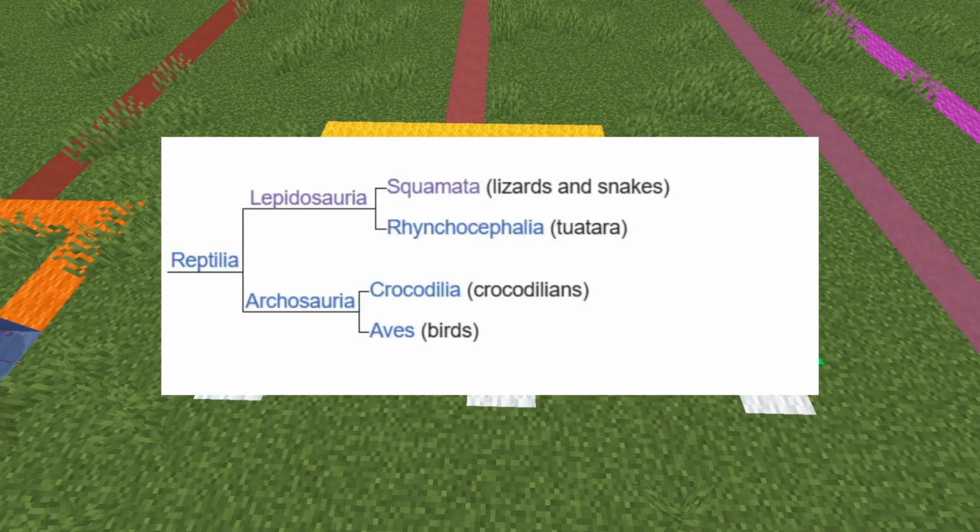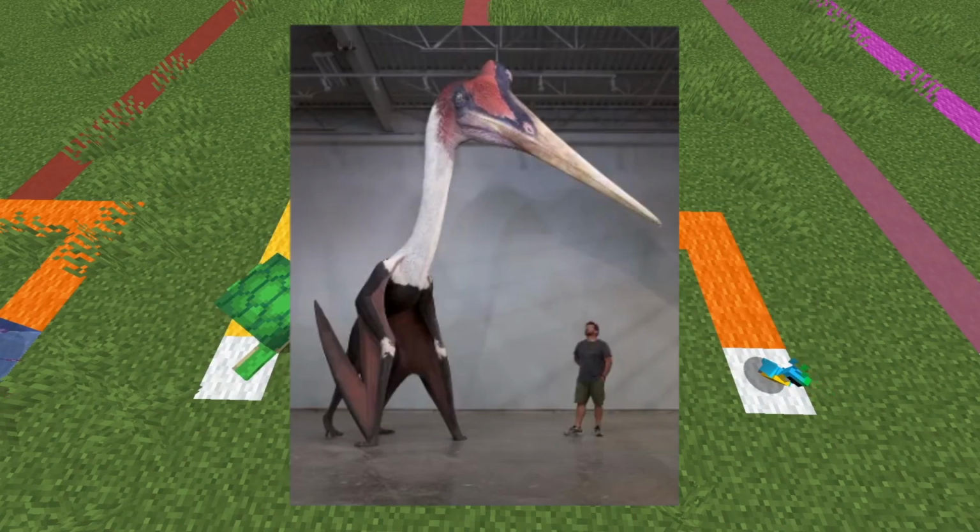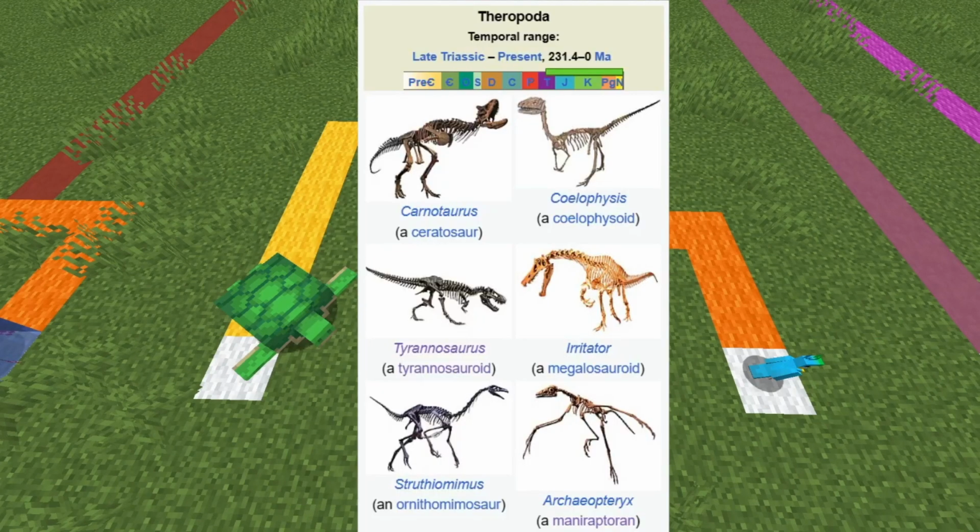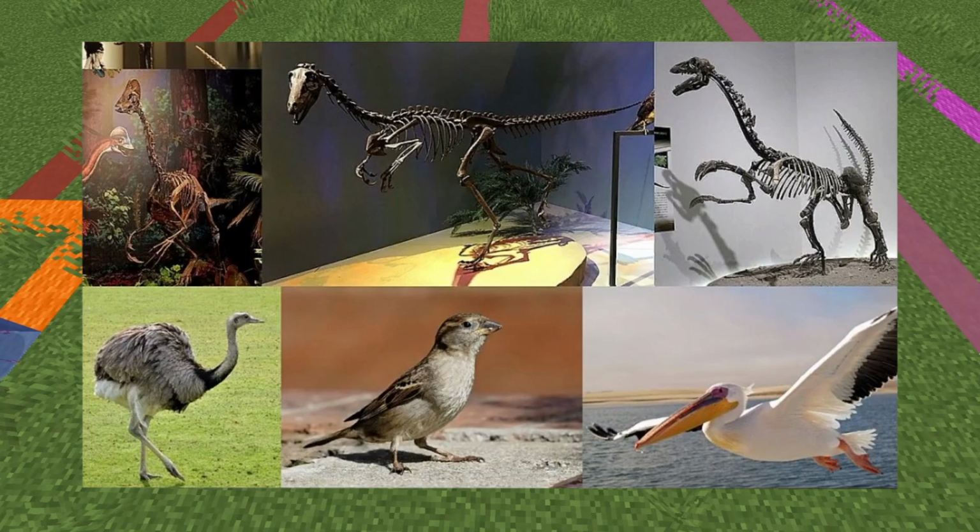Lepidosaurs include stuff like lizards and the tuatara. I didn't include snakes because snakes are lizards. The only living archosaurs are dinosaurs and crocodilians. Pterosaurs are also archosaurs, but they're all dead. One group of dinosaurs are the theropod dinosaurs. One subset of theropod dinosaurs are the Maniraptoran dinosaurs. And one subset of those are the birds.